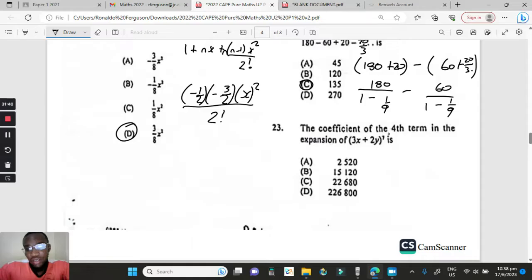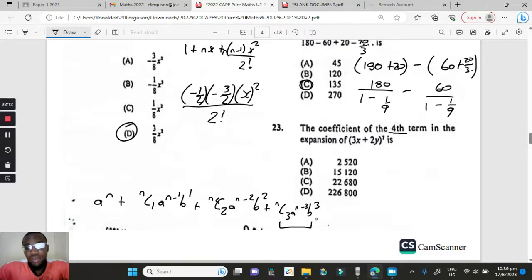They want the fourth term. Coefficient of the fourth term. Now, I don't like when they give questions like this because they didn't specify whether it's in ascending or descending order. So I'll assume it's ascending. So remember, it's a^n plus n choose 1, a^(n-1) b^1, plus n choose 2, a^(n-2) b², that's the third term, plus n choose 3, a^(n-3) b³. This is the fourth term.